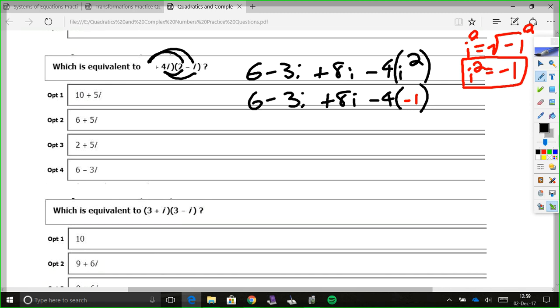So if I kind of complete this, I still have all of this. I can combine it at any point I want to. But negative 4 times negative 1 is a positive 4. So now you're adding just a couple of like terms. You've got 6 and 4 that you can combine together, which makes 10. And you have negative 3 plus 8, which makes 5. So you have 5i.